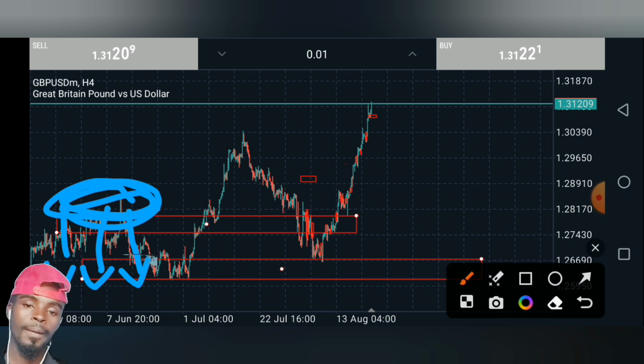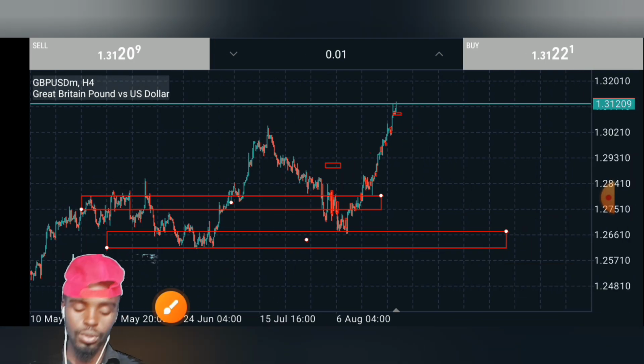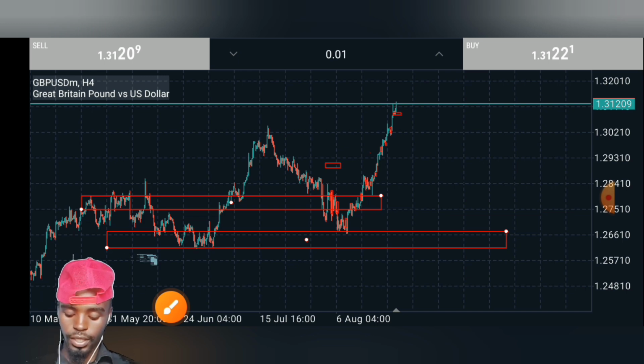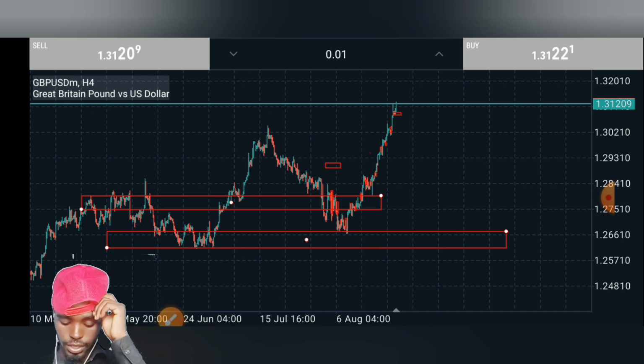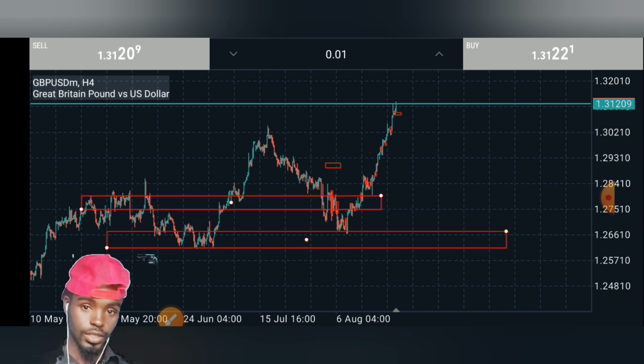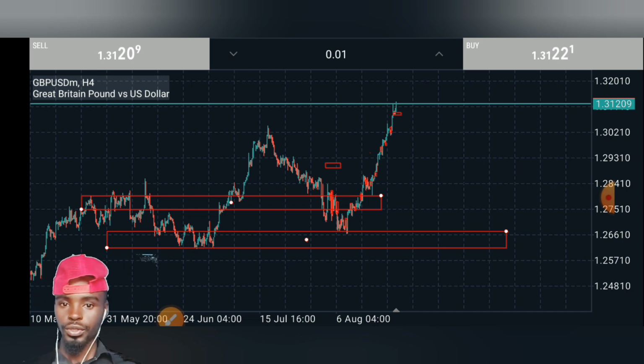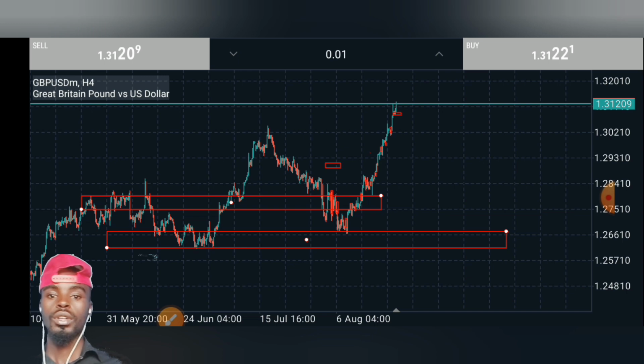How do you trade demand and supply zones, guys? Many people tend to think that when the market reaches this point, you should immediately buy or sell. So you need to know how to trade demand and supply zones. The next part of this video will explain how to trade demand and supply zones, guys.